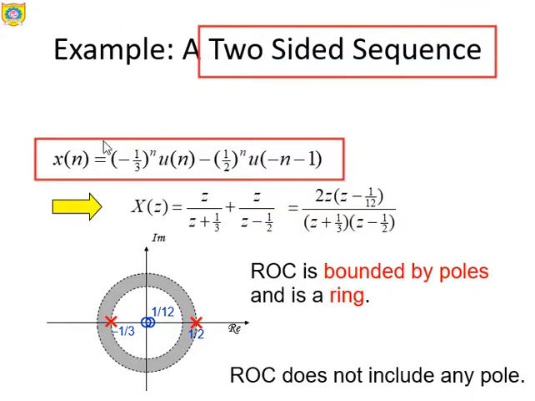If we concentrate on the first part, that is (-1/3)^n u[n], this is nothing but the right sided sequence. Its z transform will be given by z/(z - a). So a here is -1/3, that's why this expression will become z/(z + 1/3).